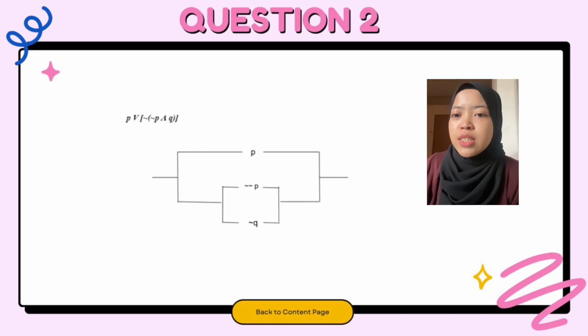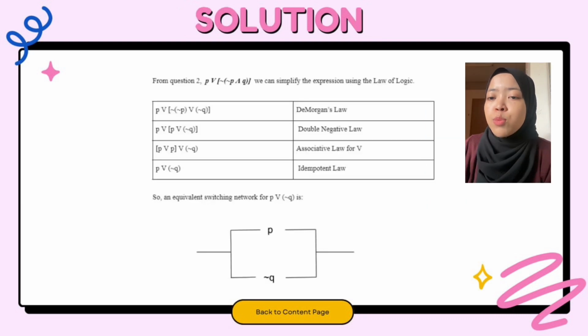Next, for question 2, we choose the statement P or not P and Q. These are the circuits from the question. From question 2 also, we can simplify the expression using the laws of logic. First, we use De Morgan's law, so we get P or not P or not Q. Second, we use double negative law, so we get P or not Q.